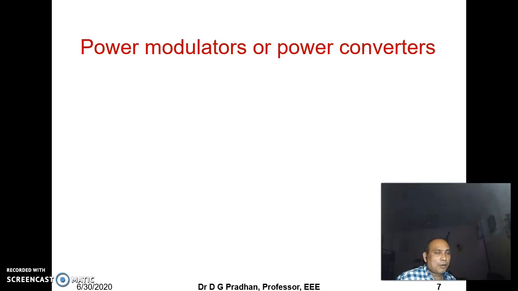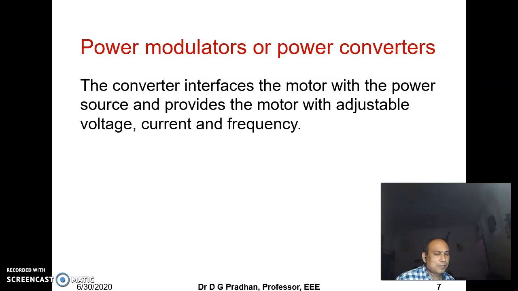Next is the power modulator. It is one of the important parts of your electric drive system. So what is a power modulator? The power modulator converts the electrical energy of the source into a form suitable to the motor. For example, if the source is DC and an induction motor is to be employed, then the power modulator is required to convert DC into variable frequency AC.